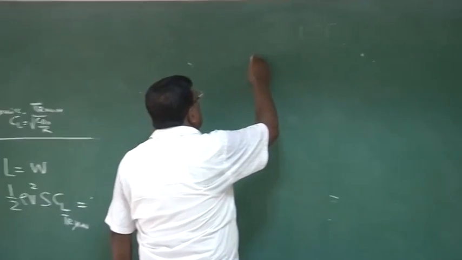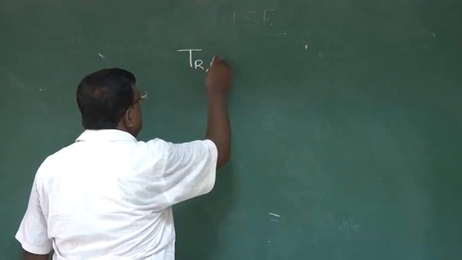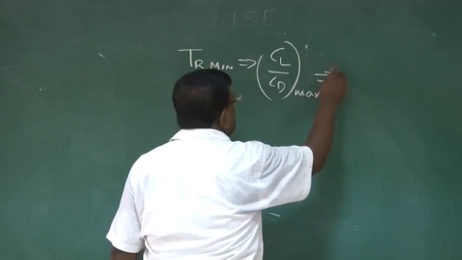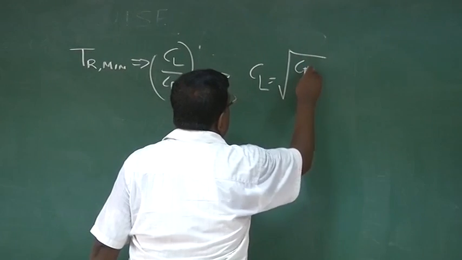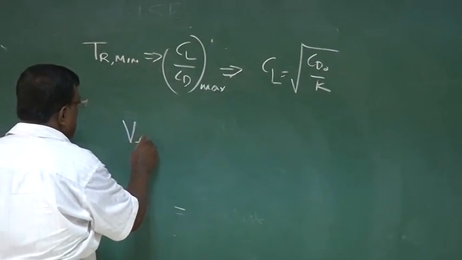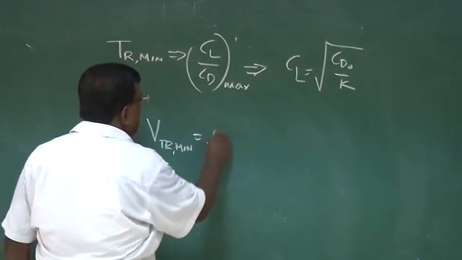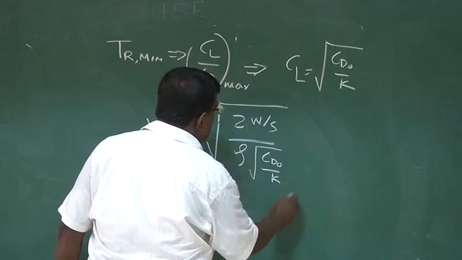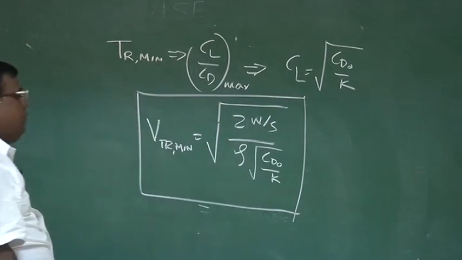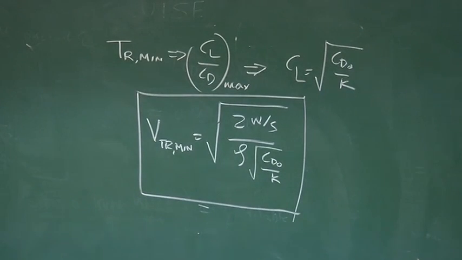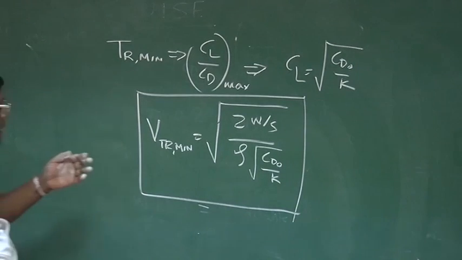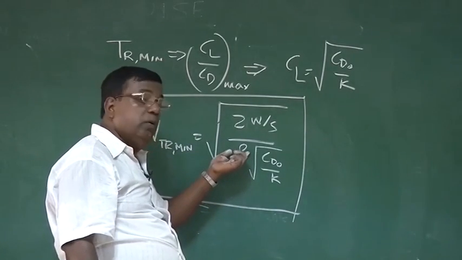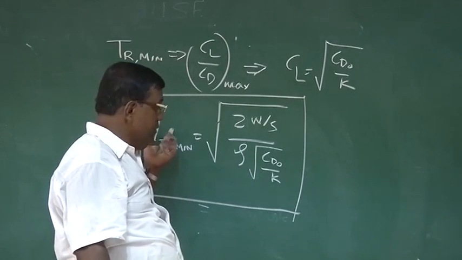So what do we say? We know that for thrust required minimum, I must fly at CL by CD maximum. That means I have to fly at the CL which is root of CD naught by K. That means the velocity for thrust required minimum will be nothing but square root of 2 W by S by rho into CD naught by K. So that is what the velocity for thrust required minimum should be, maintained by the pilot at a given altitude. Please understand also that this value will change depending upon the altitude. As I go higher and higher, the value of rho decreases, so this value will also change, it will increase.